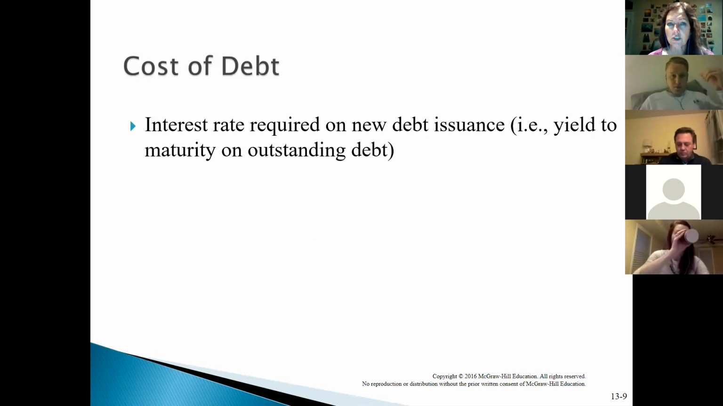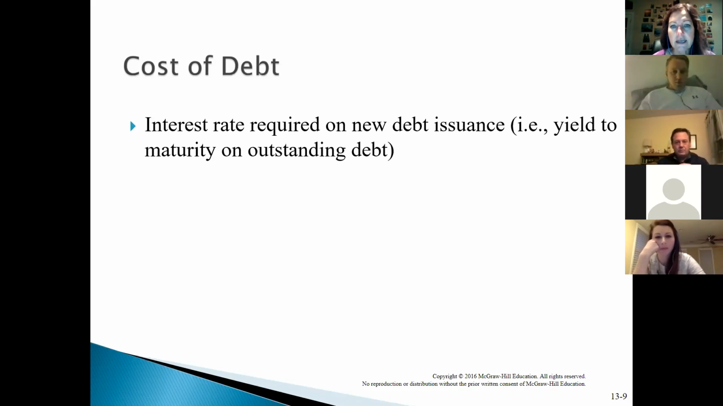So we just saw how to calculate the cost of equity. You can use the dividend discount model, which doesn't work very often. Use CAPM, which most companies use. And then next time we'll talk about the Fama-French model, which is a third alternative. So cost of equity has some options.